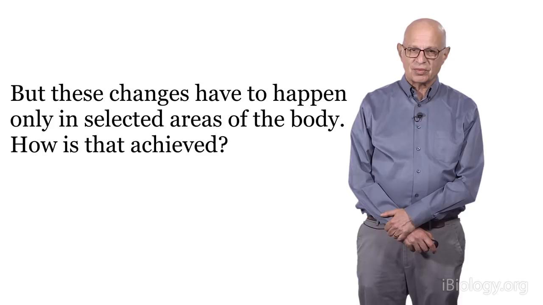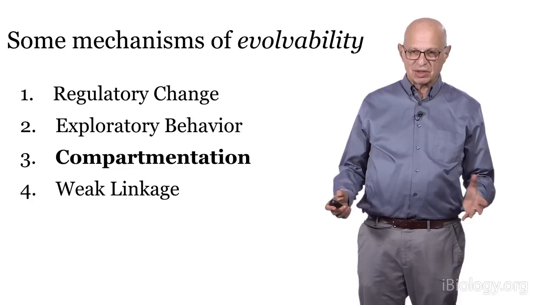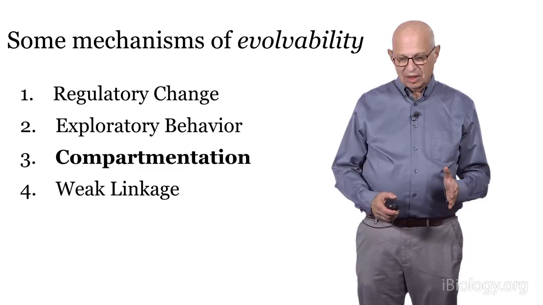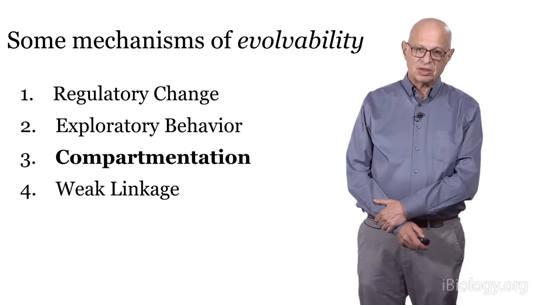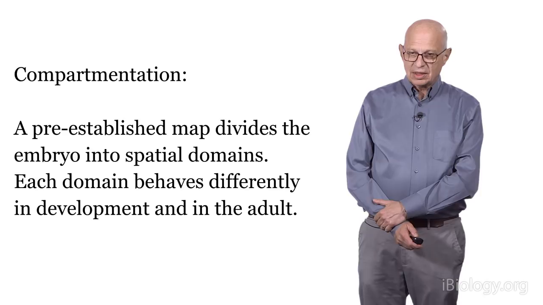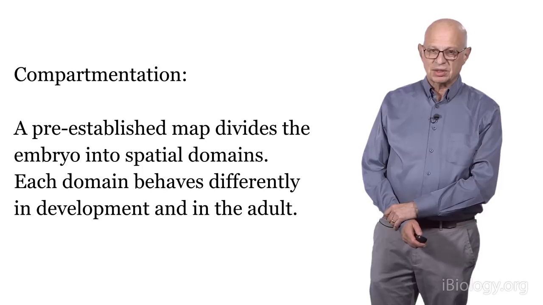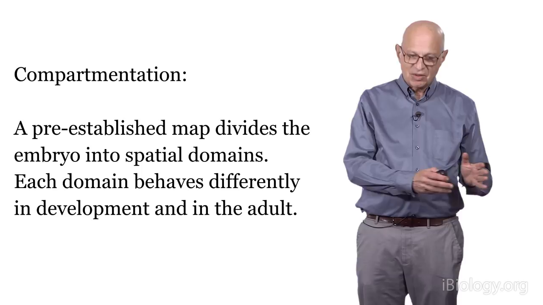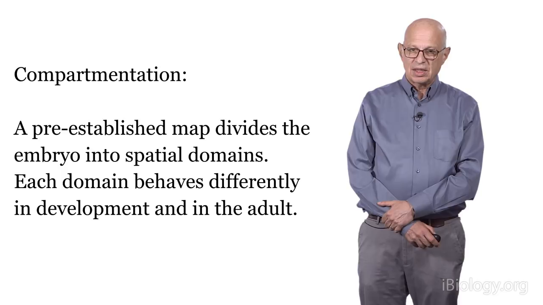And this is by a process that I don't think we could have anticipated. There was no real natural precursor to thinking this way, except to really study the biology in real depth. And this is a process called compartmentation. Now, in the embryo, as I will talk about multicellular animals, there's a pre-established map, not completely pre-established from the egg, but very early on, that divides the embryo into spatial domains. And each domain behaves differently in development and the adult.